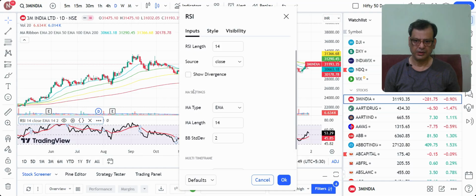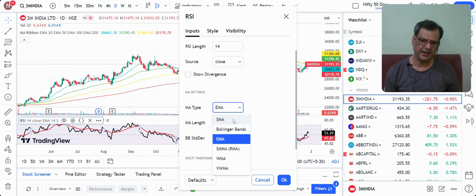Then you also have something called show divergence. You can show divergence here, but let's remove that. And there is a MA type. By default, this is SMA. SMA basically is a simple moving average where it divides the closing price by 14 periods and gives us the average price. And then there is something called EMA, so exponential moving average. EMA does not divide the price totally by all the 14 periods, but what it will do is give more weightage to the recent candles.